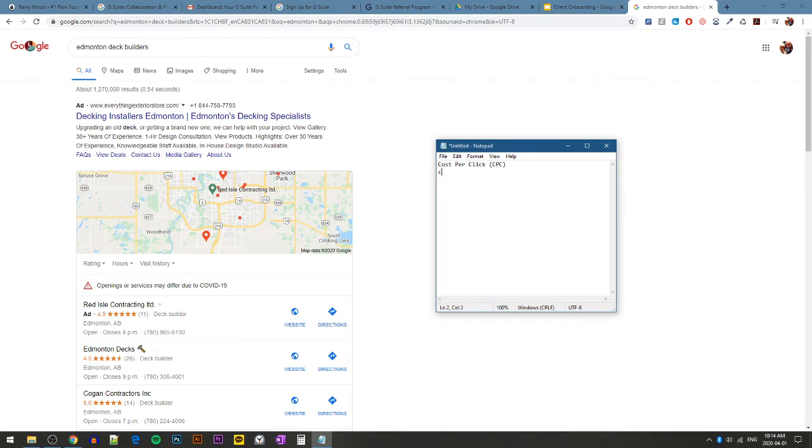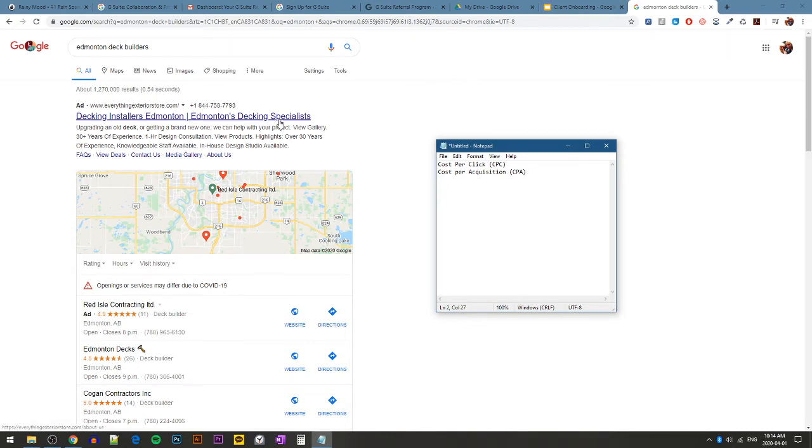Now, what we're trying to figure out in this example is really just what our cost per acquisition is. Cost per acquisition, like I said, is CPA, and it's your cost of actually getting something.